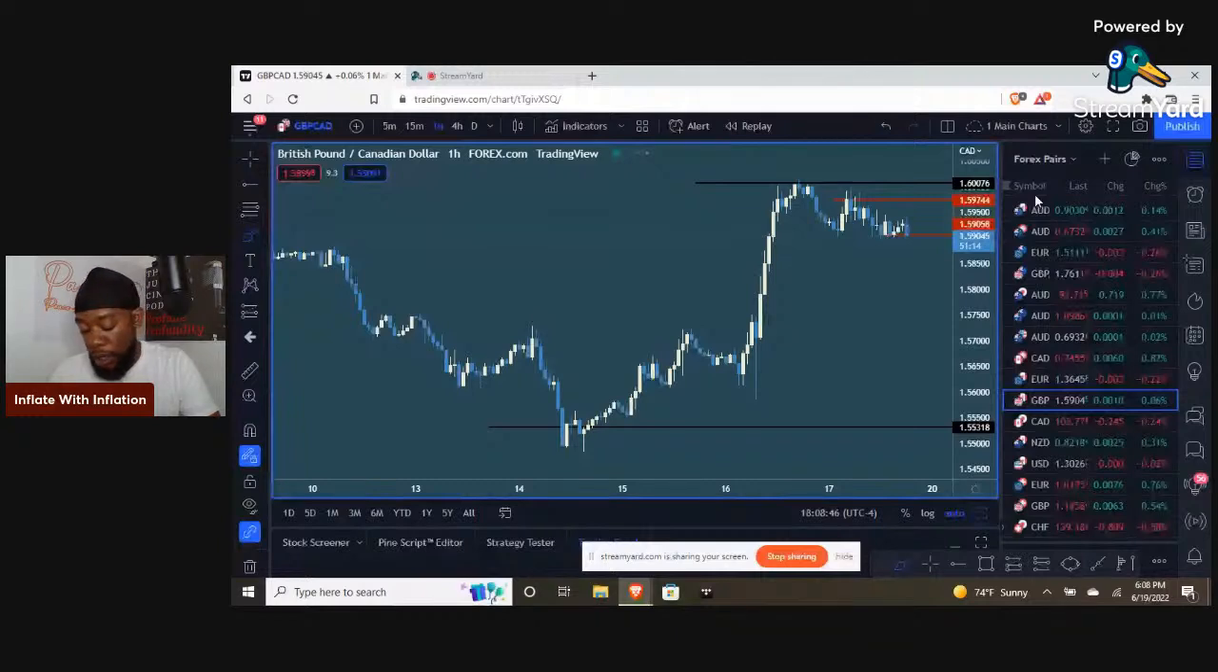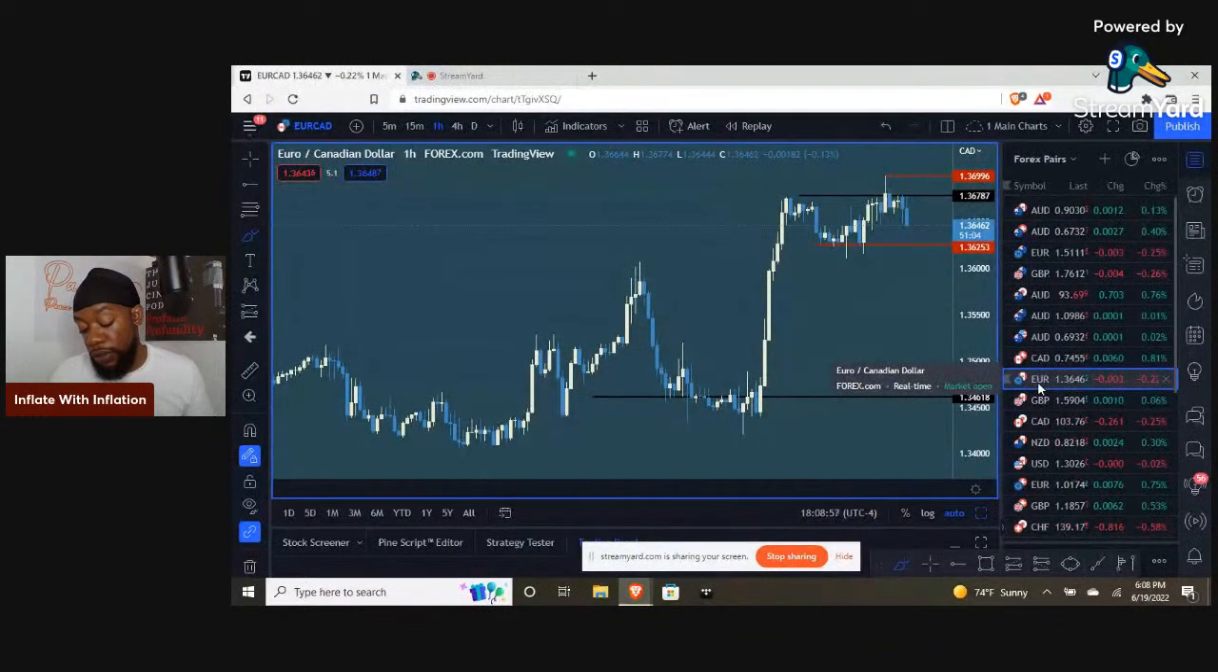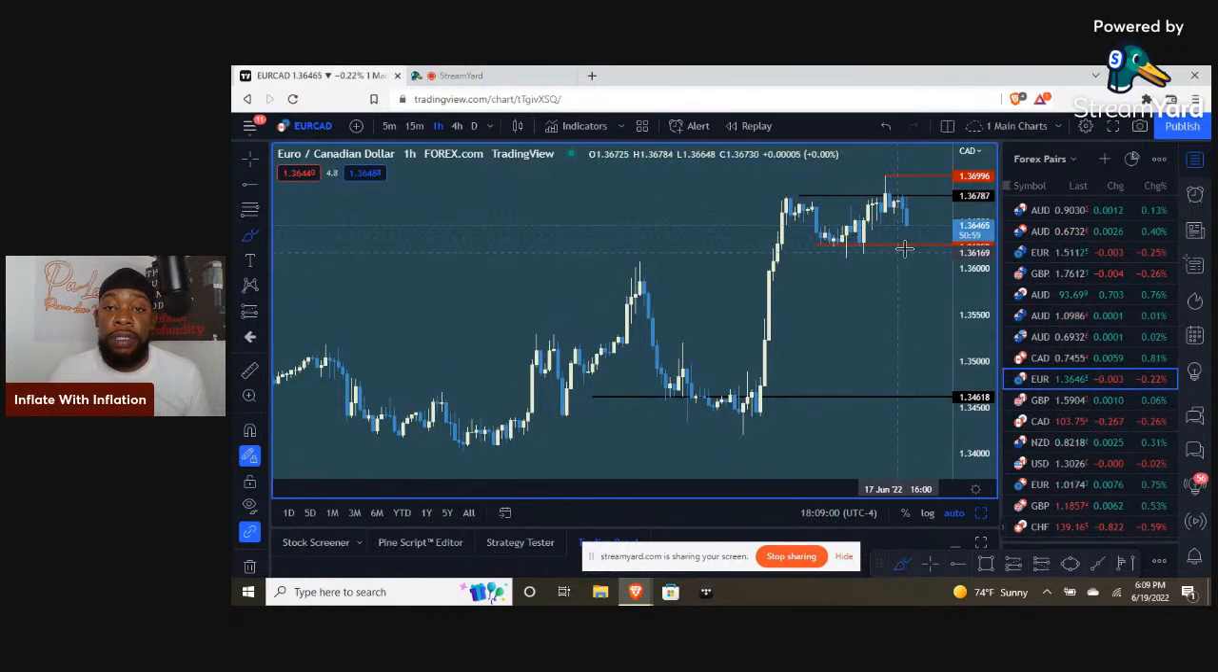Euro CAD. See, this shouldn't be doing this because Euro's at a +3. It shouldn't be going down. So if it crosses under this line, depending on how strong it crosses under this line, you can prepare for a buy, just not yet.